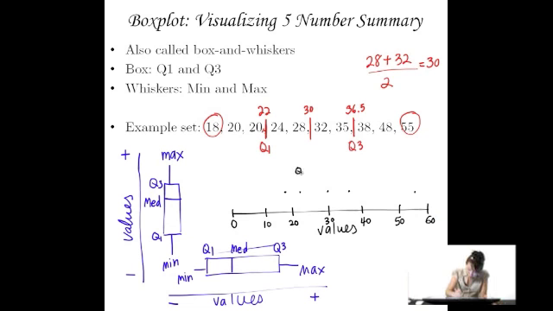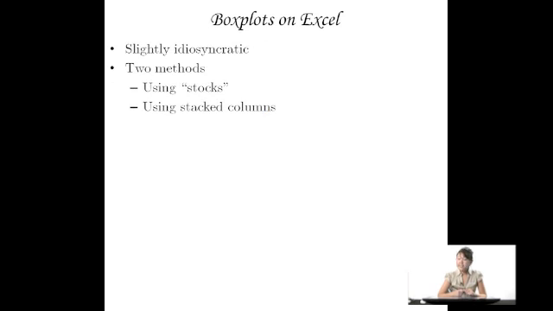And to help myself, I might just write down where Q1 and Q3 is, because that's going to help me draw my box. And here's my median, right? Here's my minimum whisker. Here's my maximum whisker. So this would be a box and whisker plot or a box plot for this data set that we have right here. Now let's talk about making box plots in Excel.